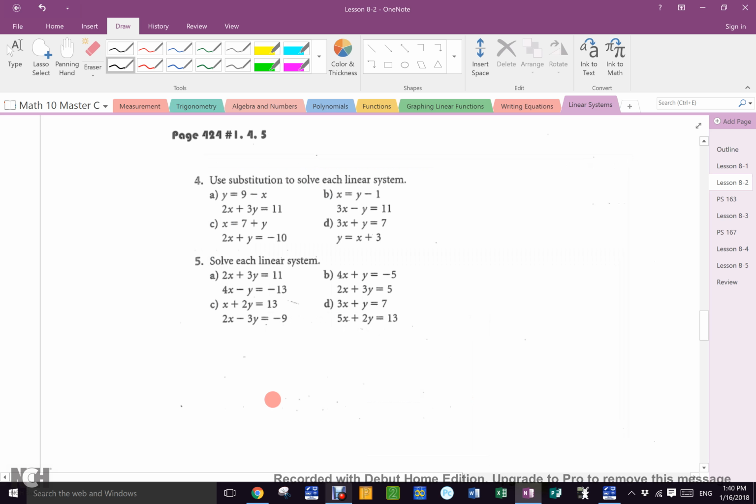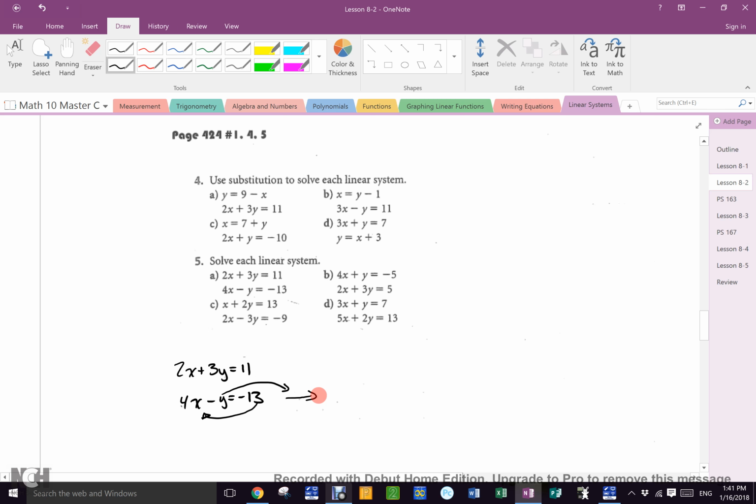Yes. Is there any one of these 8 questions that anyone would like me to go through? Like you did it once or twice and you're like, I still can't get that answer at the bottom. 5A. All right. 2x plus 3y equals 11 and 4x minus y equals negative 13. Is there a letter there that is alone? Which one? Y. So if I move this y over here, and I then move that 13 over here, what am I going to have?